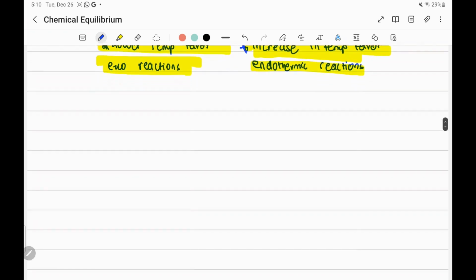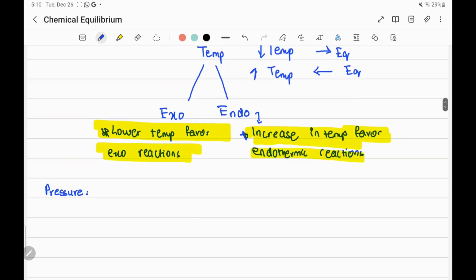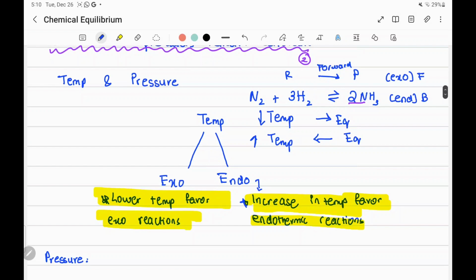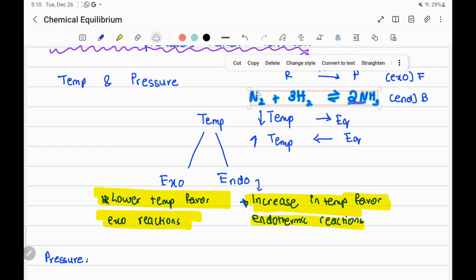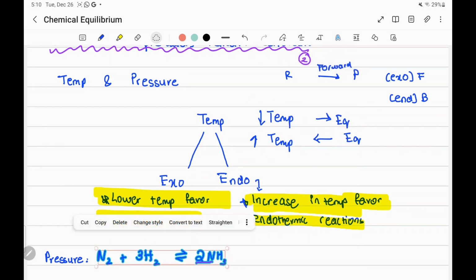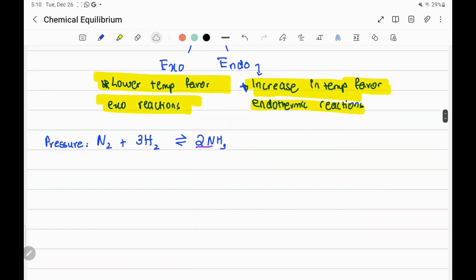Now let's look at pressure. For pressure, we would have to look at the molar ratio. Again, let's use the same reaction. Now, you need to count the amount of moles on each side. You need to know the amount of moles on the reactant side, and the amount of moles on the product side. So let's count.